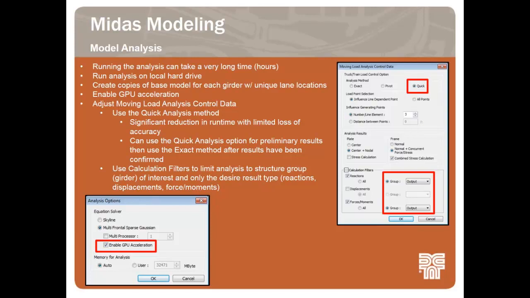Another very useful option is to use the calculation filters within the moving load analysis control data to only run the live load analysis for the desired output that you're looking for. Shown on the screenshot, a structure group called output was created, which only included the girders of interest that were going to be rated for the particular live load setup for that model.